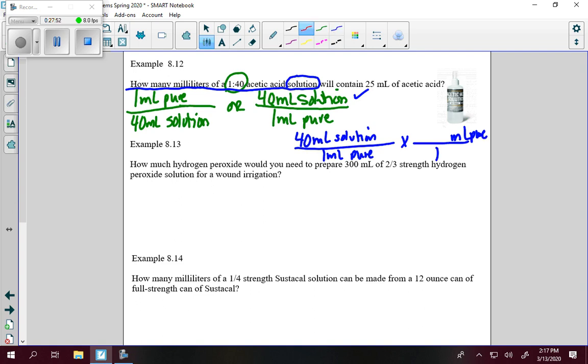Then I'm going to look up here and see that there are 25 milliliters of acetic acid. It does not say solution after the word acid. So I know that that 25 milliliters is pure, which is good because that's what I labeled it with. So I can cancel with that on the bottom. When I do the calculations, I get 1,000 milliliters.